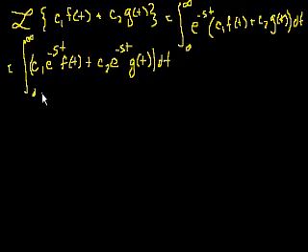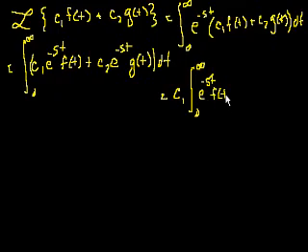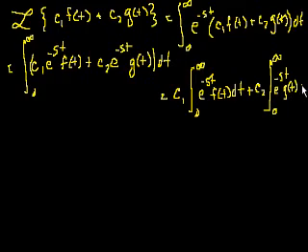And just by the properties of integrals, we know that we can split this up into two integrals, right? The integral of the sum of two functions is equal to the sum of their integrals. And these are just constants. So this is going to be equal to c1 times the integral from 0 to infinity of e to the minus st times f of t dt plus c2 times the integral from 0 to infinity of e to the minus st g of t dt.